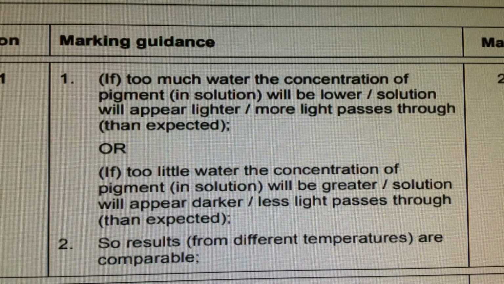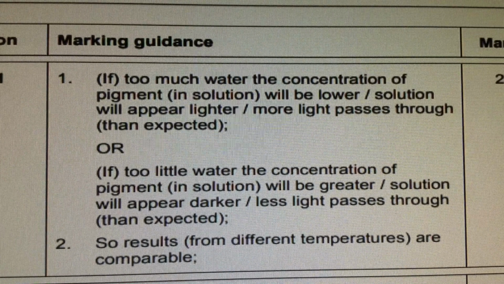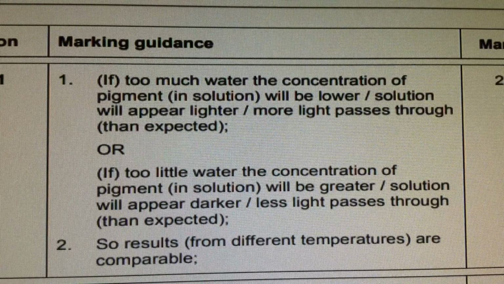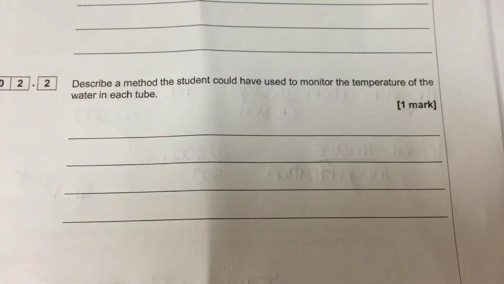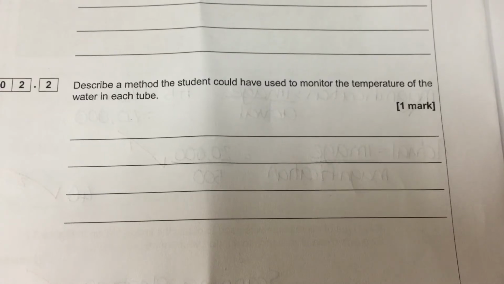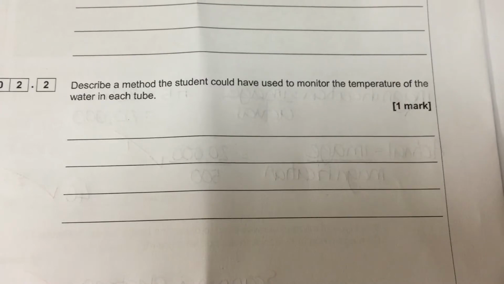Okay, looking at the next part of the question, it says, describe a method the student could have used to monitor the temperature of the water in each tube. Now, it's an interesting question, this, and we certainly don't want to get caught out by it again. Only 17% of students got this mark. And it comes down to the word monitor. If you're monitoring something, you're checking it more than once. And that's what you needed to say.